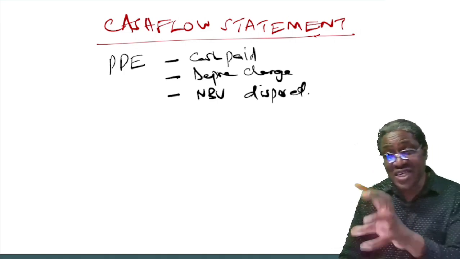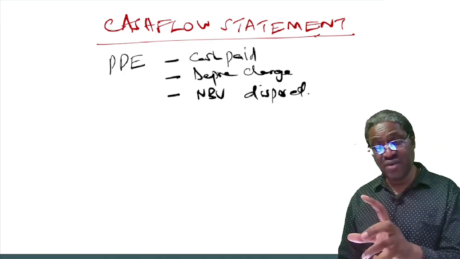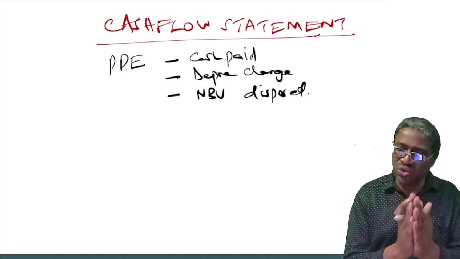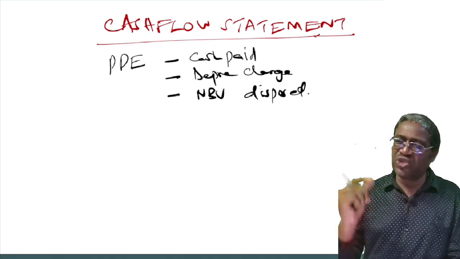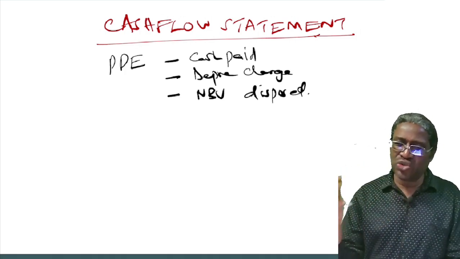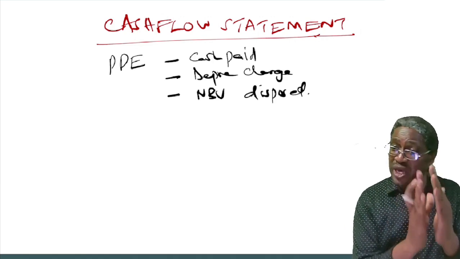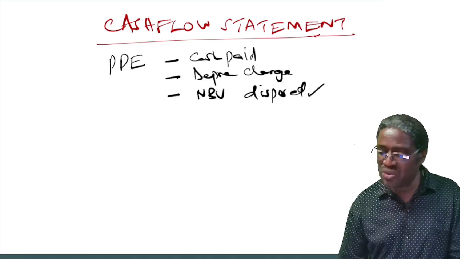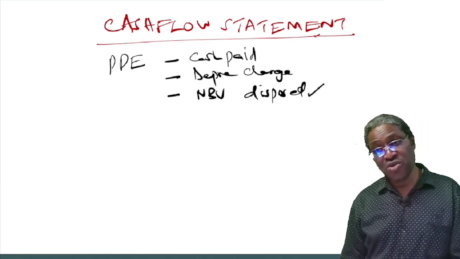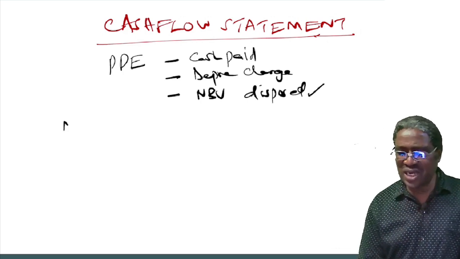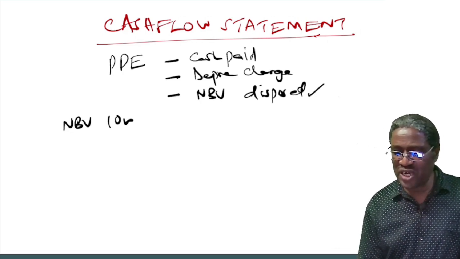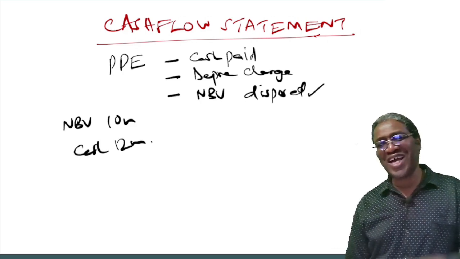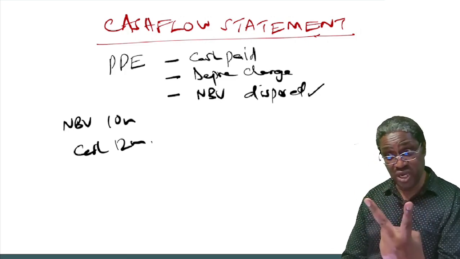Sometimes an asset could have been sold during the year. And when it's sold during the year, then you are required to know, did we sell it at a profit or loss? For that gain or loss on disposal, you normally have to compare how much you sold the asset for and how much was the book value at the date of disposal. So if the asset had a net book value, for example, of 10 million, and you sold it for cash of 12 million, then there was a gain on disposal of 2 million.